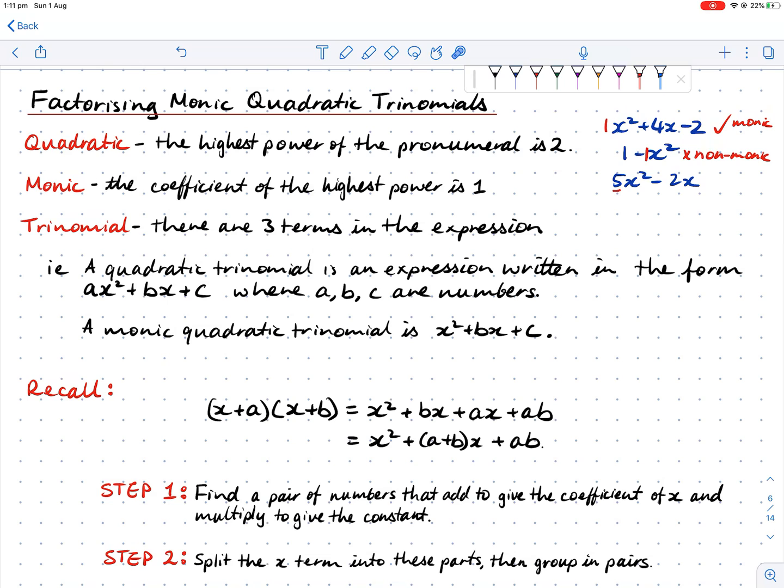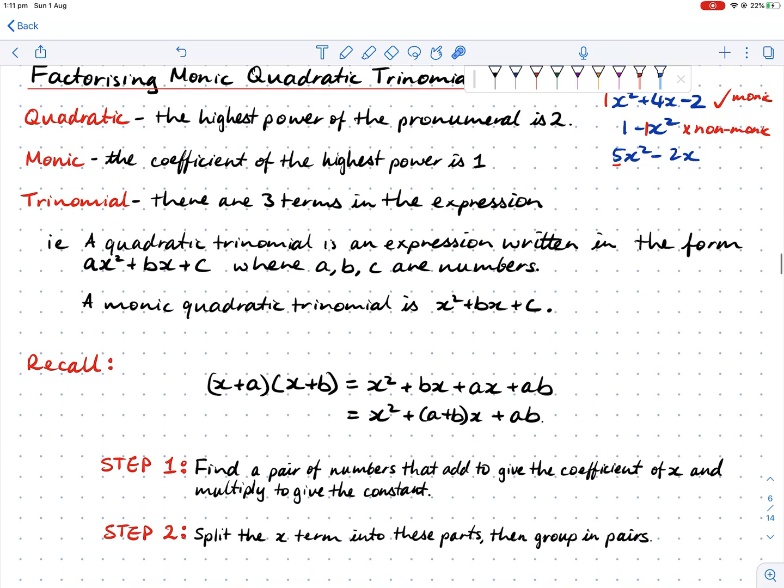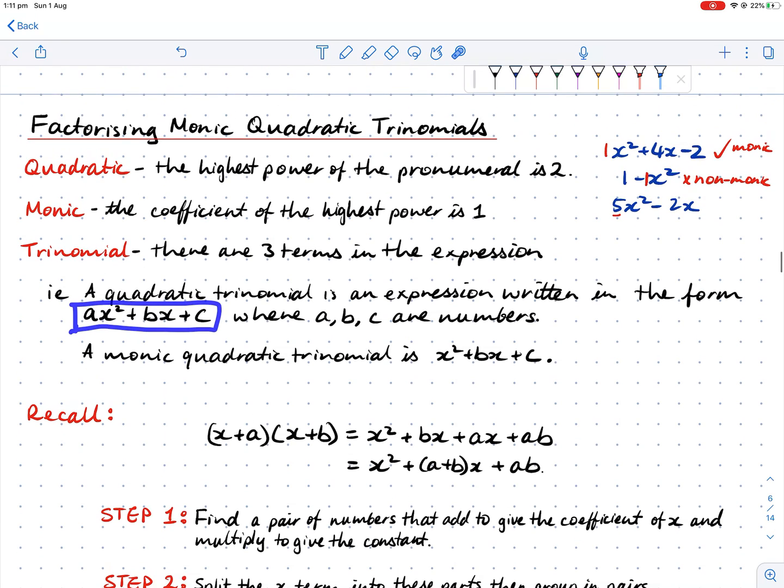If we talk about just a basic quadratic trinomial, it is an expression where we write it as ax squared plus bx plus c, where a, b, and c are numbers. You can see it's got a similar form to what I've written out here, only we haven't specified exactly what those numbers are. If I'm looking for a monic quadratic, then I want the a value to be equal to 1, so I'm only going to have numbers for b and c. That would be the format of a monic quadratic trinomial.